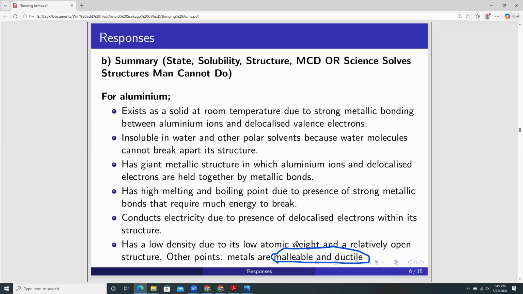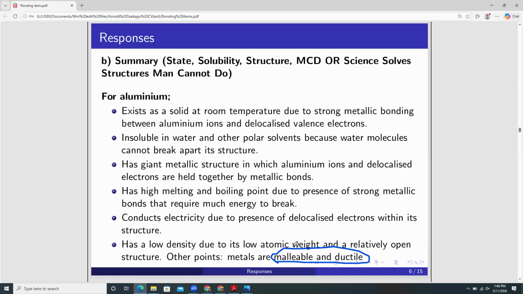Now, you see in packaging, it exists as a foil, but in parts of aeroplane, it is not existing as a foil. It is a very big body. So to make it exist as a foil, one has to hammer aluminium so that it is formed into thin sheets. So that is malleability. You hammer a metal so that it becomes a thin sheet.